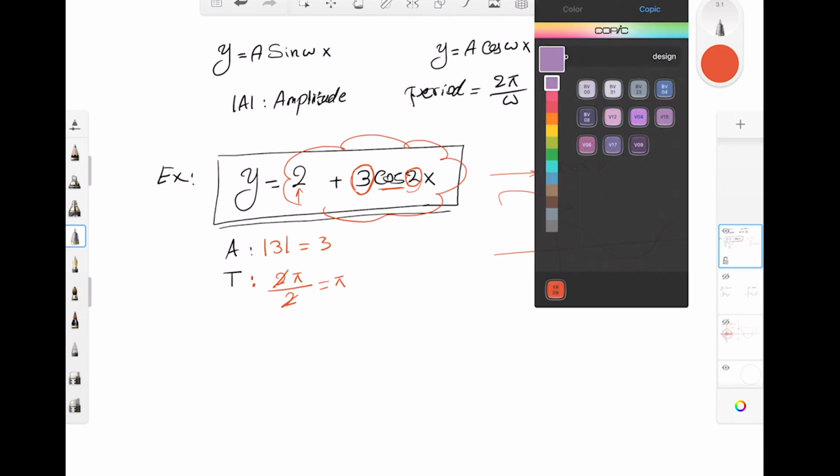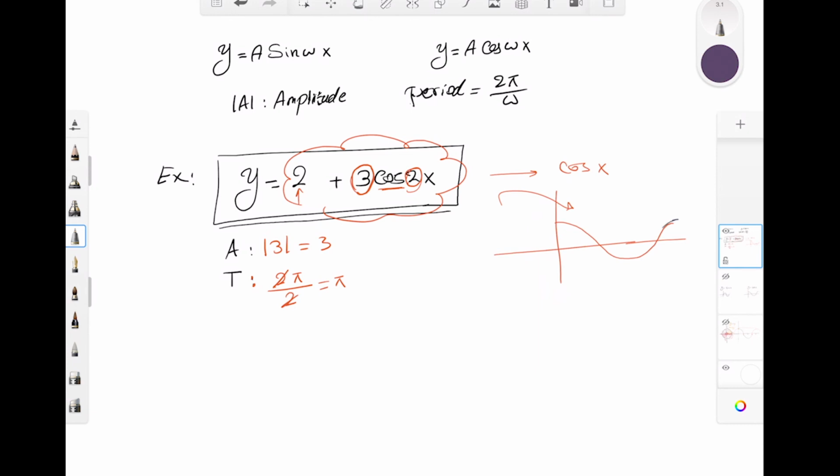So what does it mean? It means that if for cosine of x the period was 2 pi, this graph will shrink. Everything will be in pi. The amplitude is 3, so this should be 3 and that should be 3. I'm going to start from 3. And you need this plus 2. After you apply the amplitude and the period, you need to shift this graph 2 units up.